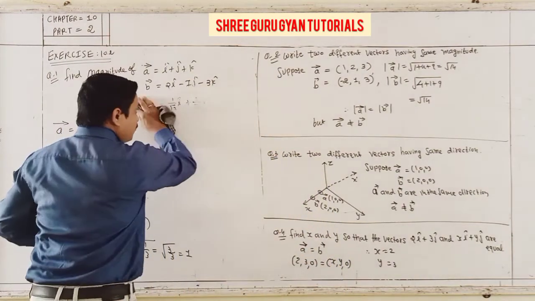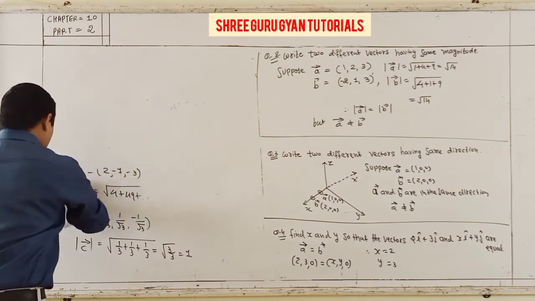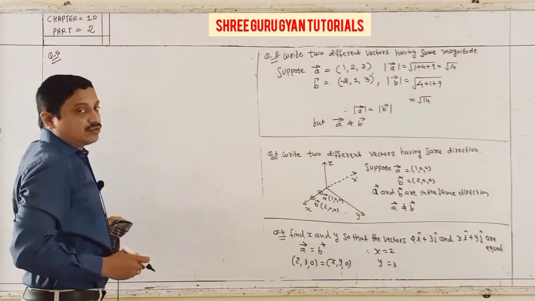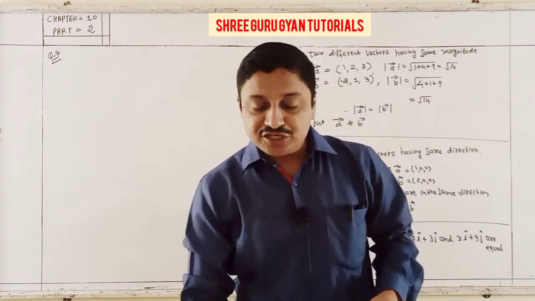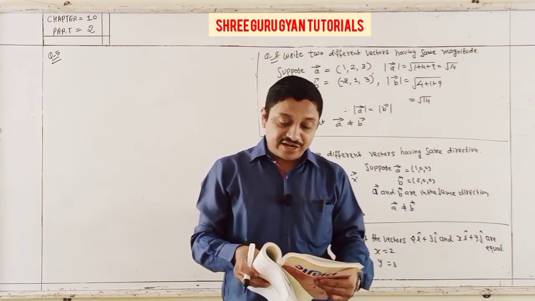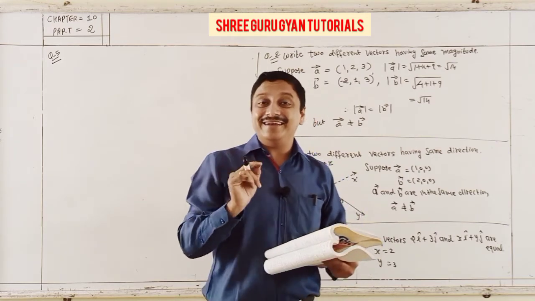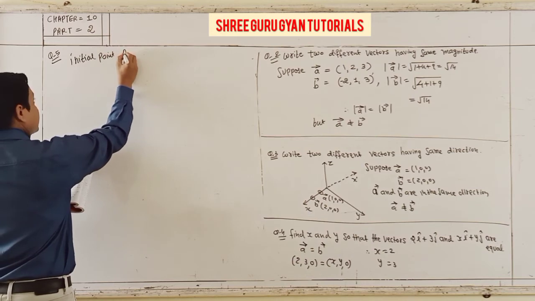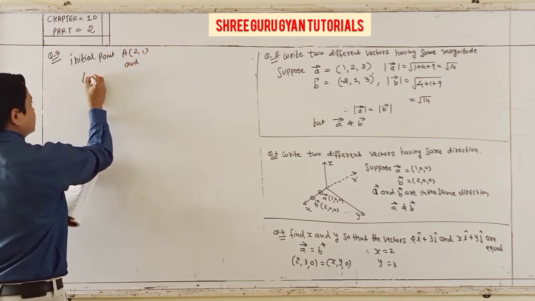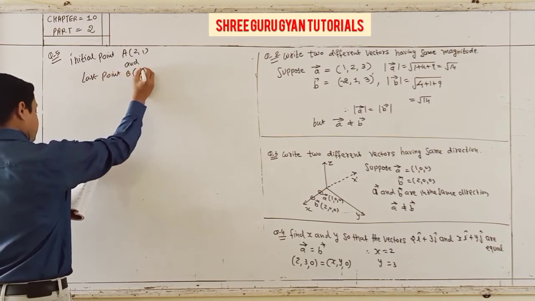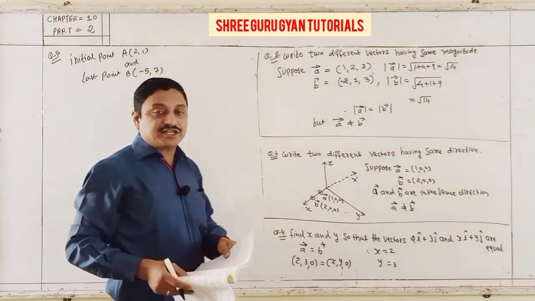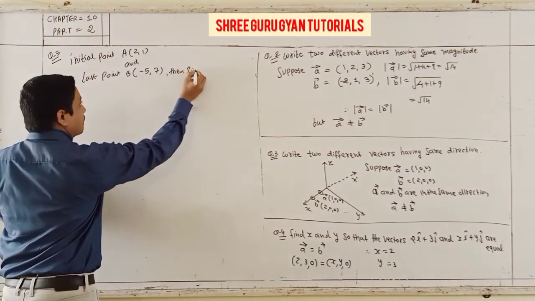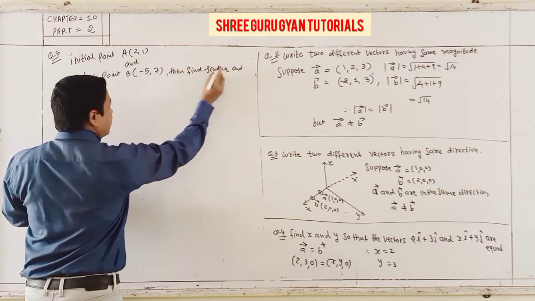Now continue. Question number 5. Very easy questions. Now in the fifth one, the initial point and terminal point are given, and define the scalar part and vector part. Students, here the initial point, just consider A as 2, 1 and the last point, the terminal point B, just like -5, 7. Then find its scalar and vector part.